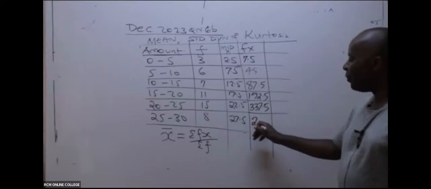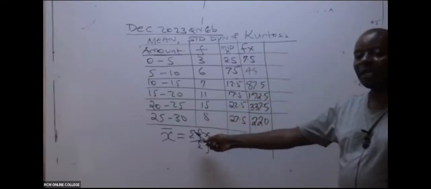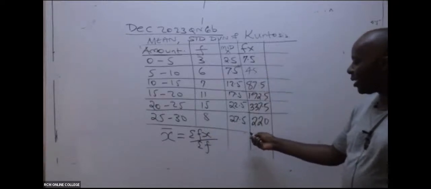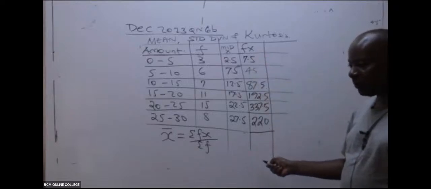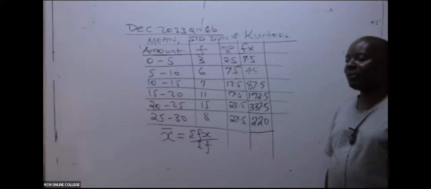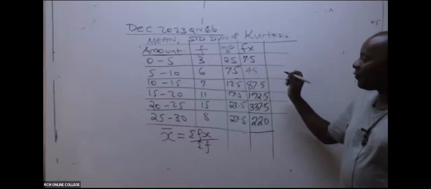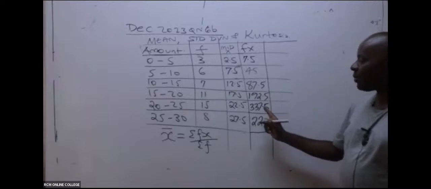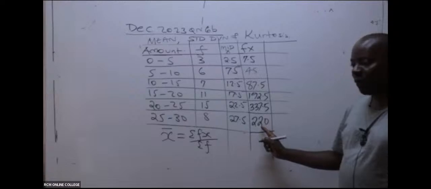220. So remember now, after you have done these multiplications, in the numerator, they want us to sum. So please come and sum everything here. Give us the summation of the fx column. You're summing everything. You take 7.5 plus 45 plus 87.5 plus 192.5 plus 337.5 plus 220.